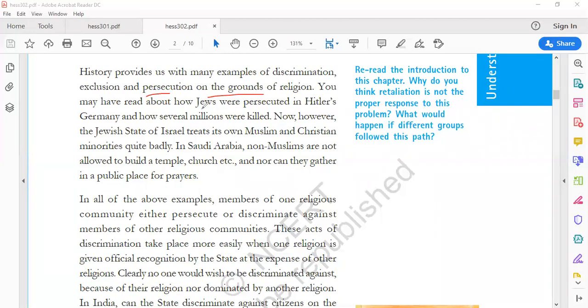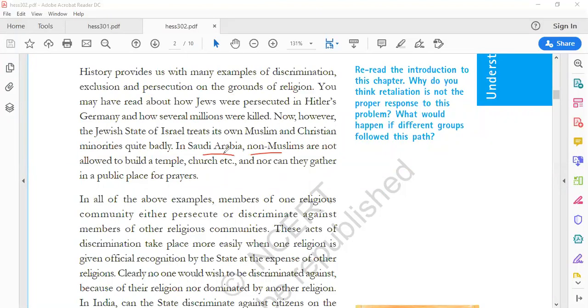For example, the Jews were persecuted in Hitler's Germany. You might have heard of it, called the Holocaust. Six million Jews died. Who killed them? Adolf Hitler. Today, the Jewish state of Israel treats its own Muslim and Christian minorities quite badly.